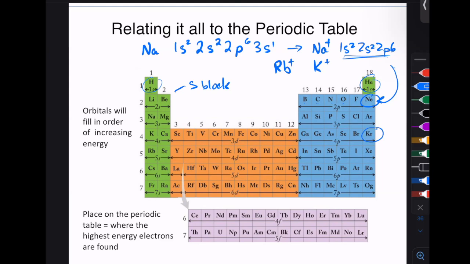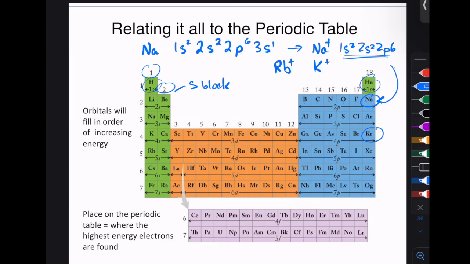Now, the trend I want you to focus on, though, is you can read this right off the periodic table. In fact, look at the number that's written on the top of the column. We have a 1 written up here and a 2 written up here. Okay, that's also telling you the number of valence electrons that are in any element that's found in those columns. And from that you can deduce what the charge would be if it gained or lost electrons.